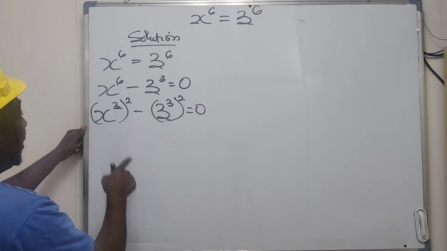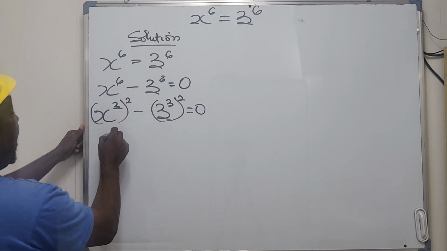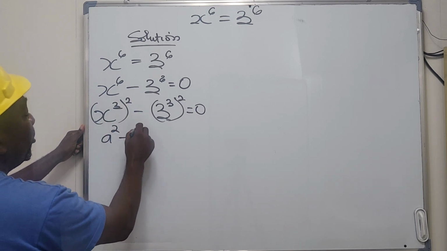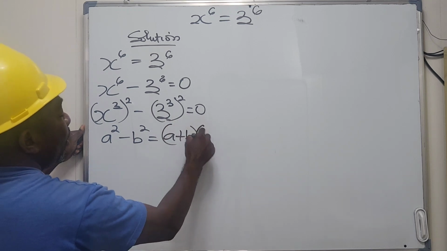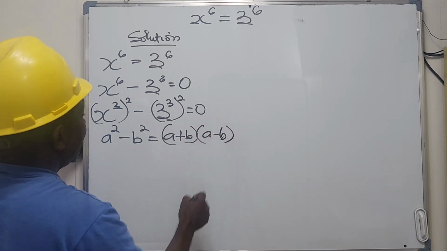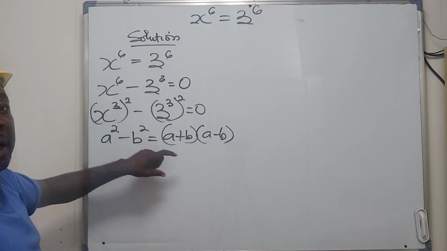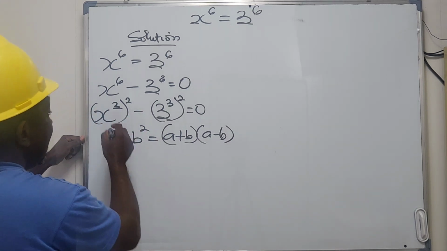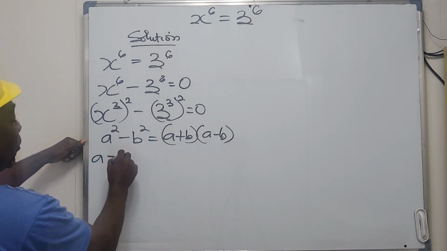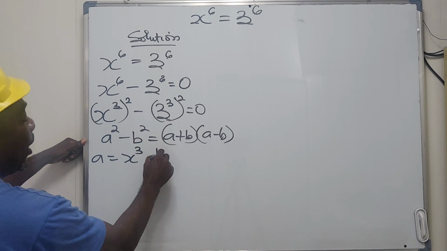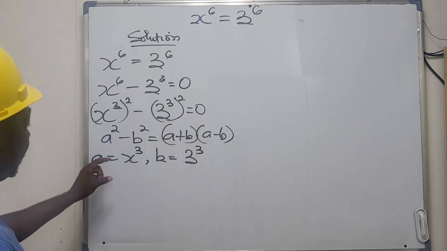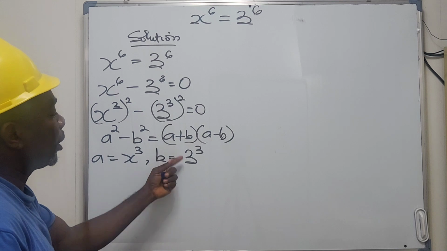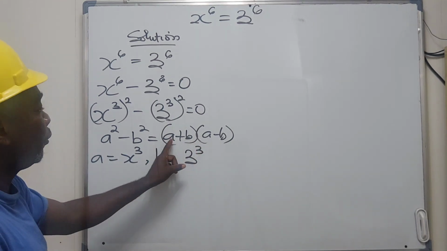If you look at this, it is in the form a to the power of 2 minus b to the power of 2, which equals a plus b all into a minus b. So we are going to express this in this format. In that case, our a equals x to the power of 3, while our b equals 3 to the power of 3. So here we are going to substitute these parameters into the difference of two squares.